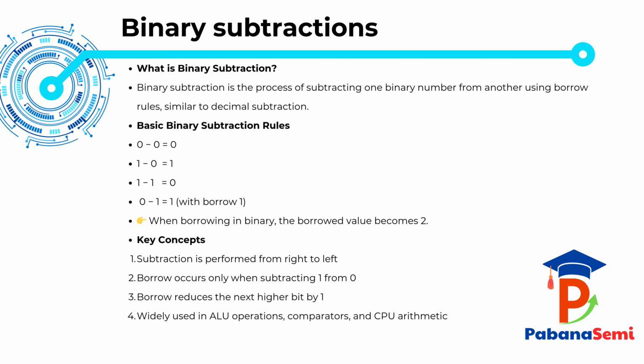The important rule is 0 minus 1. This is not possible directly, so we must borrow from the next higher bit. When we borrow in binary, the borrowed value becomes 2, not 10 like in decimal. We always subtract from right to left, checking whether borrowing is required at each step. If borrowing occurs, it affects the next bit, just like in decimal subtraction.